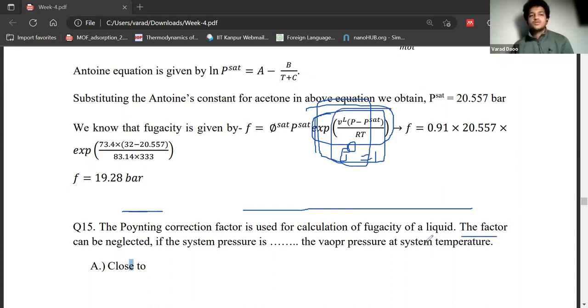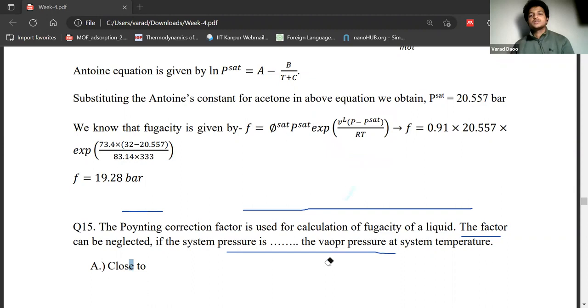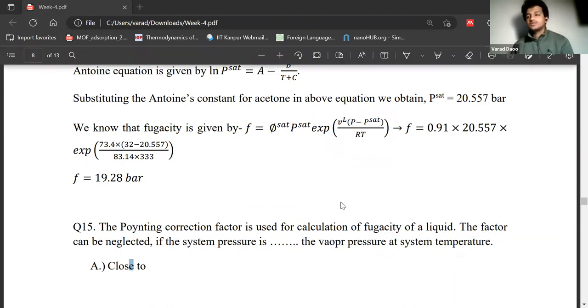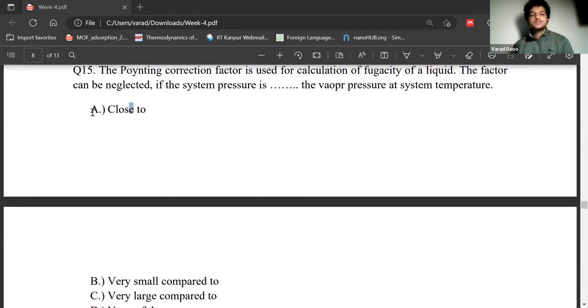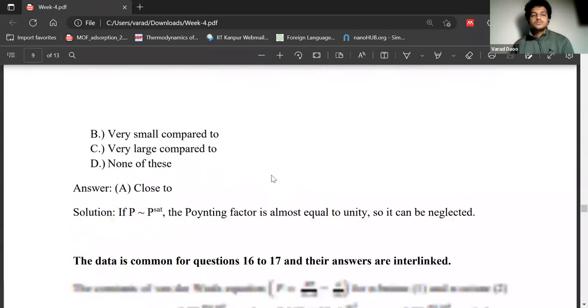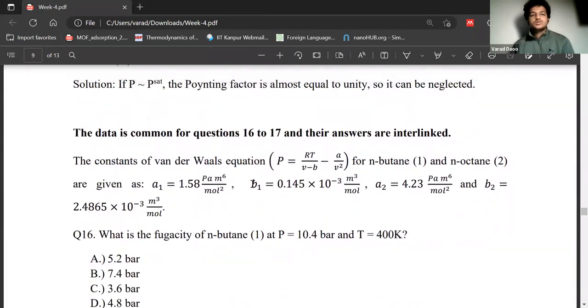So if the system pressure is very close to the saturation pressure, then only we can neglect the Poynting correction factor. Actually, we don't neglect it, it becomes 1, right? The correct answer is option A, close to. Okay, we'll move on to the next question.